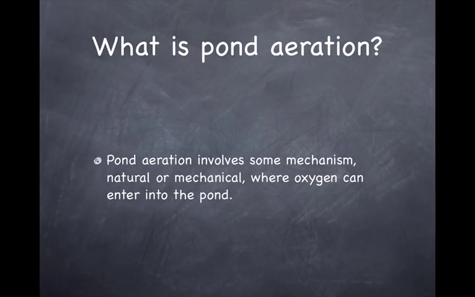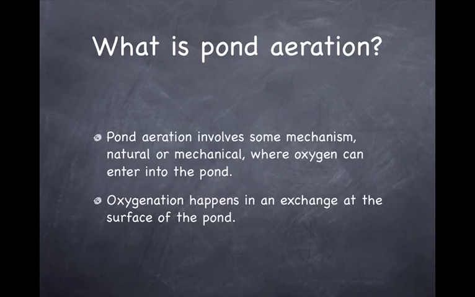So to start with, what is pond aeration? Well, pond aeration involves some type of mechanism. It's either natural or it could be mechanical, but in either case what's happening is oxygen is basically provided a way to enter into the pond water itself. In every case, oxygenation happens in an exchange that takes place at the surface of the pond. That's really the only place that air can come in from the atmosphere.